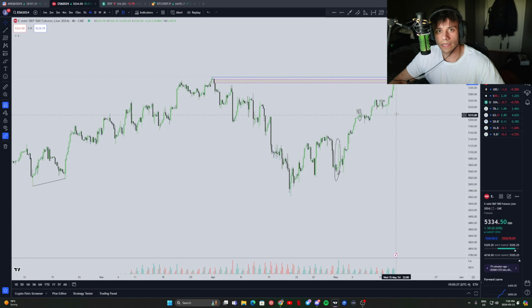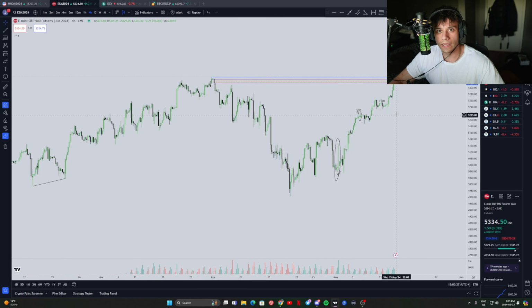So the rule of thumb usually for me when looking for SMTs is that ES is always going to be the stronger pair compared to NASDAQ, right? Because ES is your top 500 stocks, whereas NASDAQ is only comprised of your top 100 tech stocks, right? And an example can be seen over here.